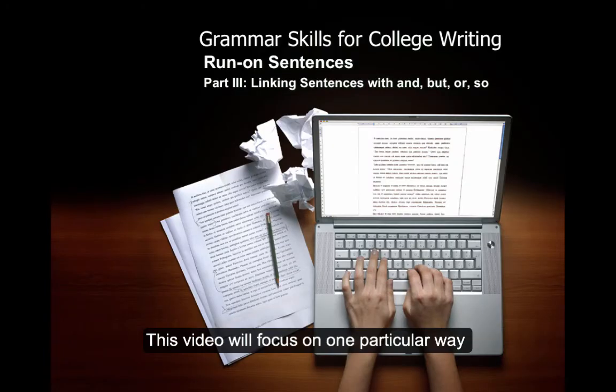This video will focus on one particular way of correcting run-on sentences, which is to link two sentences together by placing the words and, but, or, and so in between the two sentences.